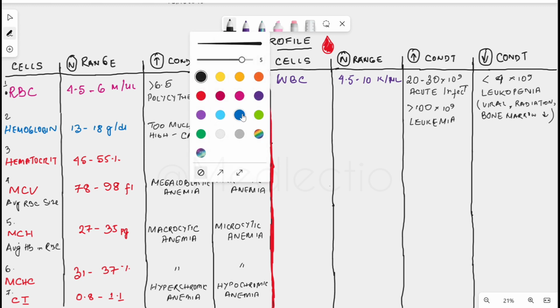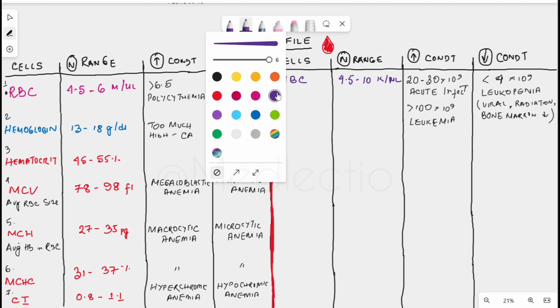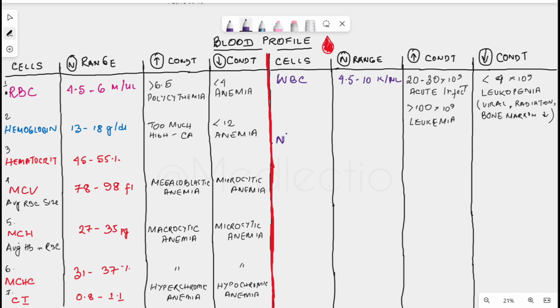Okay, so now we'll discuss the WBC components we have studied earlier. So here we have our neutrophils. The range is 50 to 80%, and same as WBC. So neutrophil increase is neutrocytosis and decrease is neutropenia, the same conditions as WBC, because these are the components of WBC.